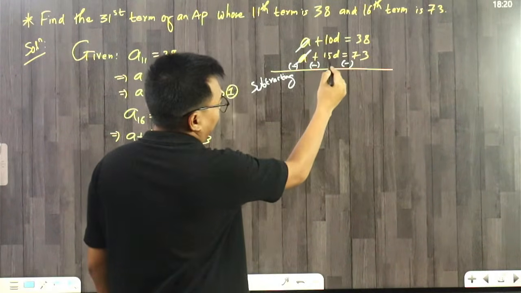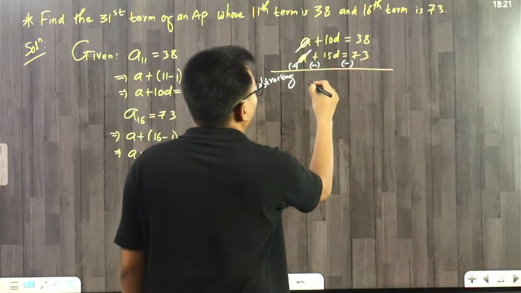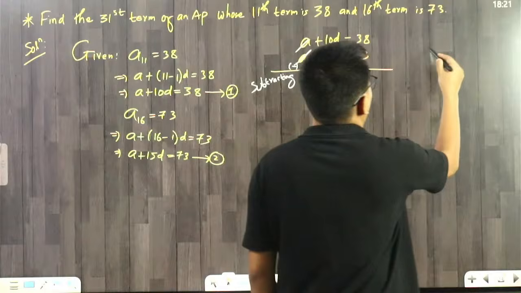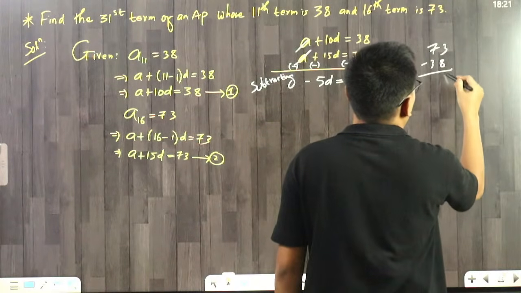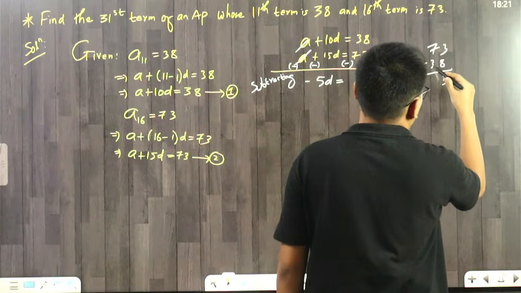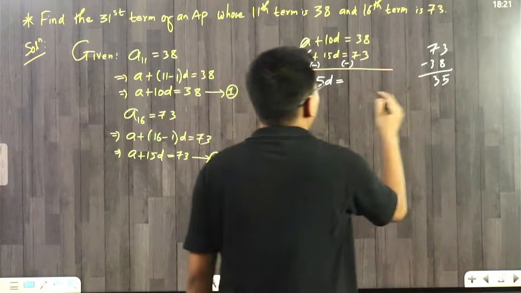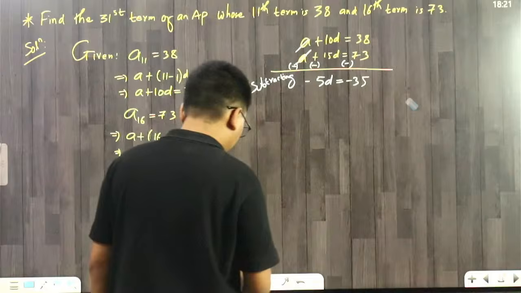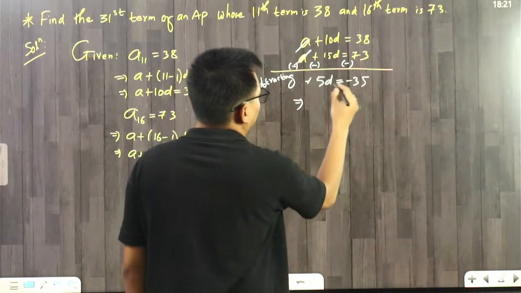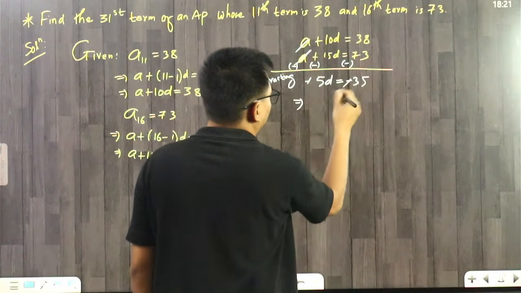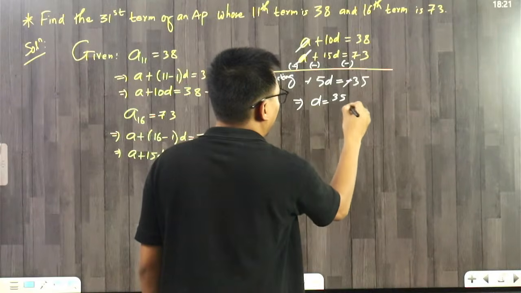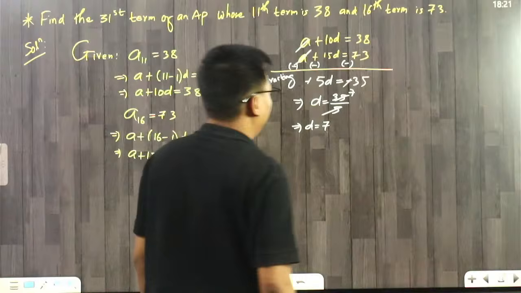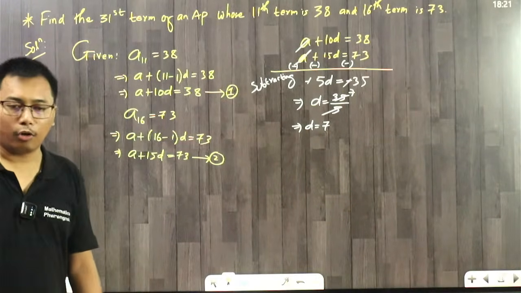Then 10d minus 15d will be minus 5d equal to 38 minus 73. So 73 minus 38 will be 35. So we'll get minus 35. Minus and minus will cancel out each other. We'll get 5d equal to 35. So d is equal to 35 divided by 5. So we'll get d is equal to 7. So we got the value of our common difference, which is 7.